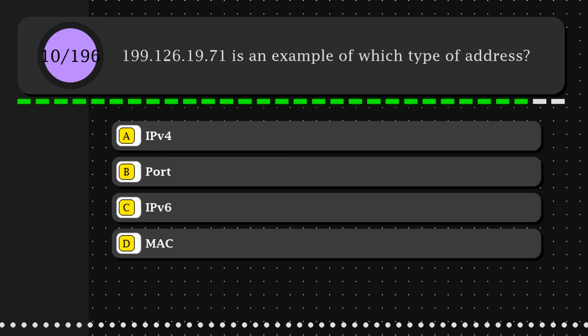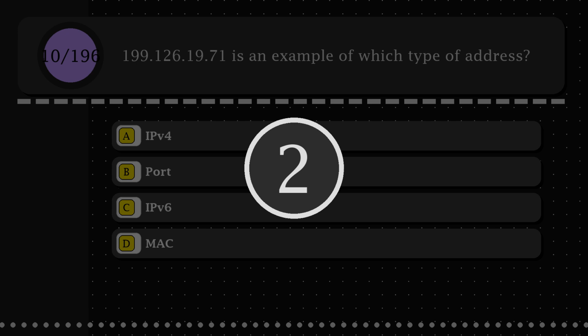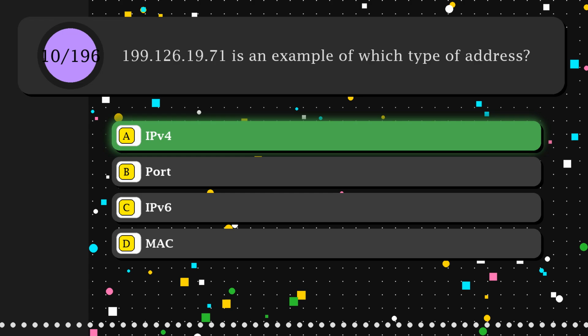Question 10. 199.126.19.71 is an example of which type of address? Option A, IPv4. Option B, port. Option C, IPv6. Option D, MAC. The correct answer is option A, IPv4.